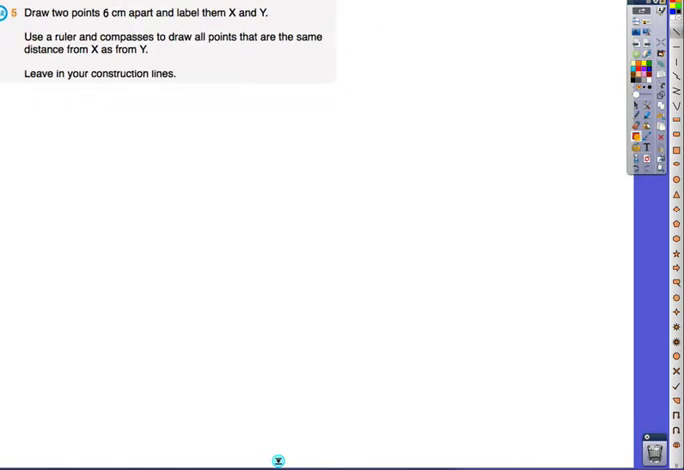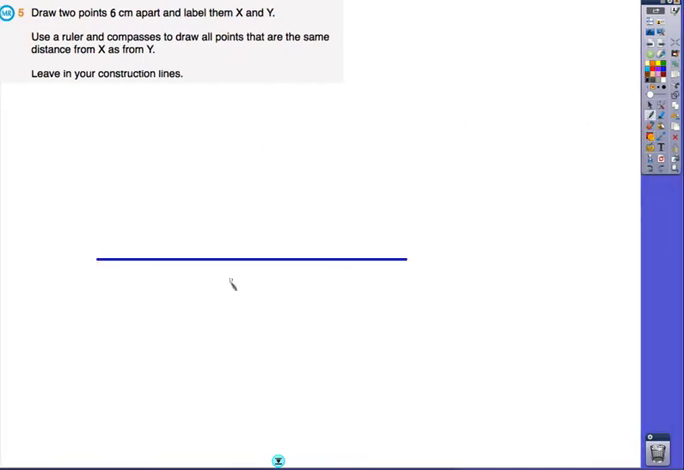Moving on to question 5, draw a point. 2 points are 6 centimetres apart. Label them X and Y. So we need to draw a 6 centimetre line. So this is going to be my 6 centimetre line. Use a ruler and compass to draw all the points that are the same distance from X and Y. Remember, this is going to be the perpendicular line that bisects the 6 centimetre line.